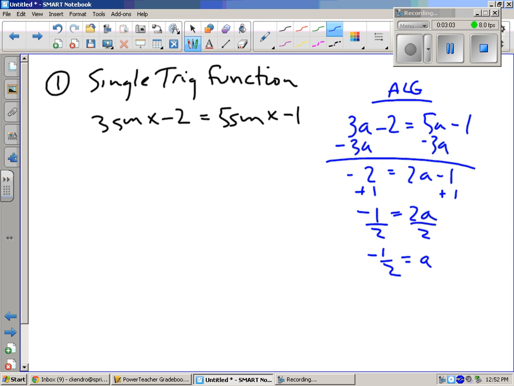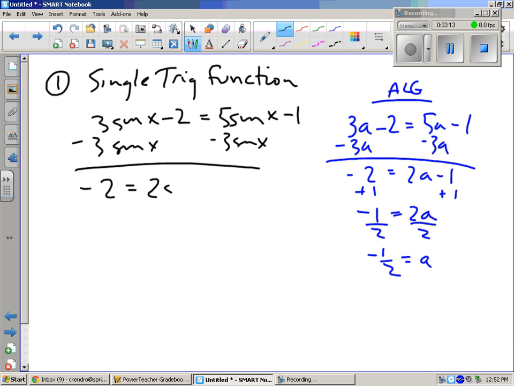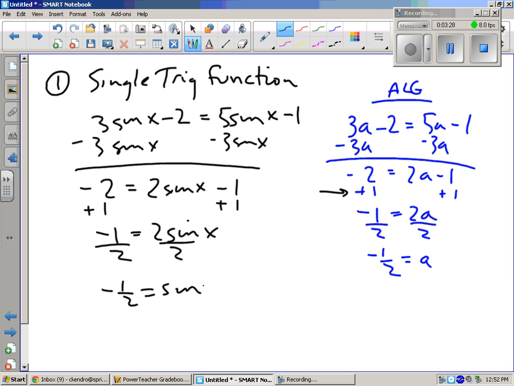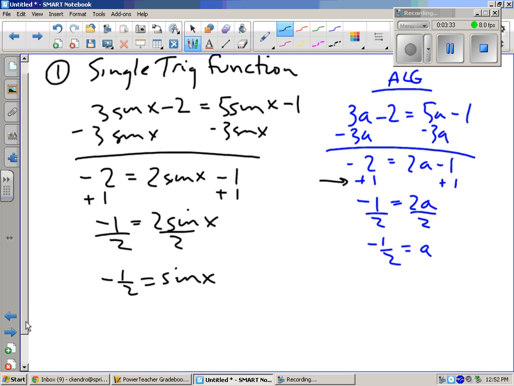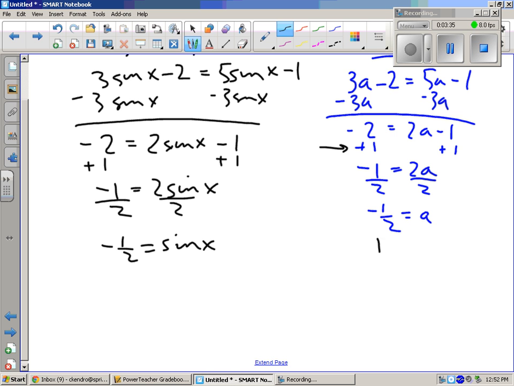Okay, so we're going to do the same process on the left. So I'm going to subtract 3 sine x from both sides. That will leave me with negative 2 equals 2 sine x minus 1. Next step, just like we did here, we're going to add 1 to both sides. So negative 1 equals 2 sine x. Then divide by 2, so negative 1/2 equals sine x. But I'm not interested in sine x. I want to solve it for x. So this one we're finished. This one we have to keep going.